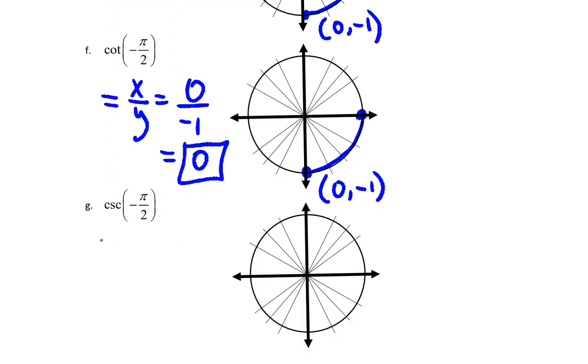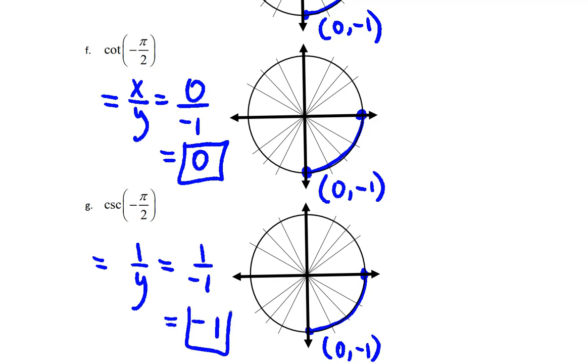Moving on, next we'll do cosecant of negative pi over 2. Again, same beginning and ending point, same arc, same terminal coordinates, 0, negative 1. But now we want the cosecant, which if we go above should be 1 over y. And so for this one, that's 1 over negative 1, which would be ultimately negative 1.